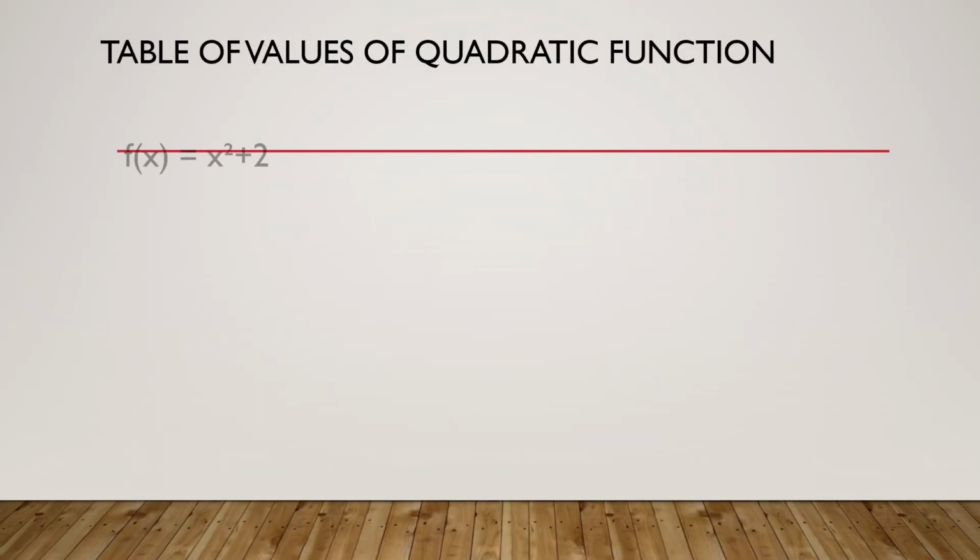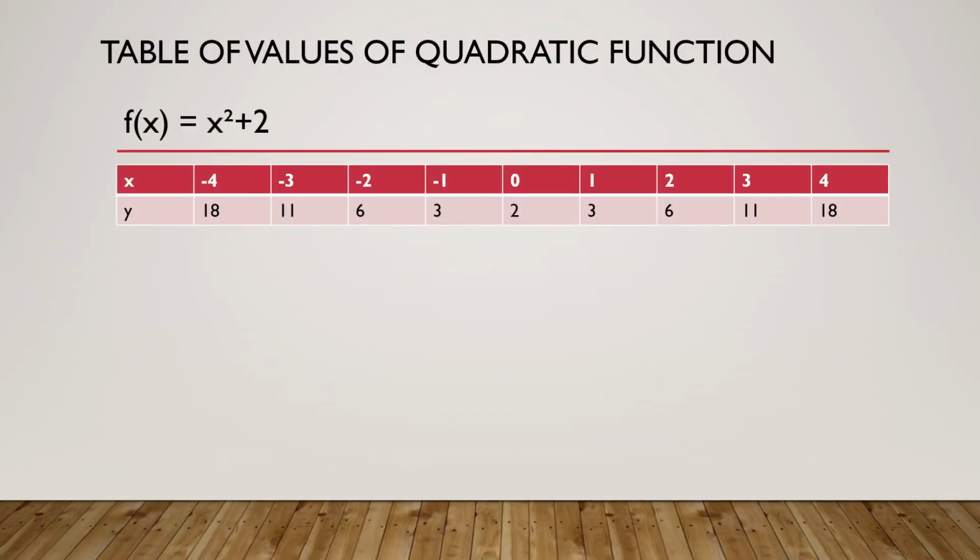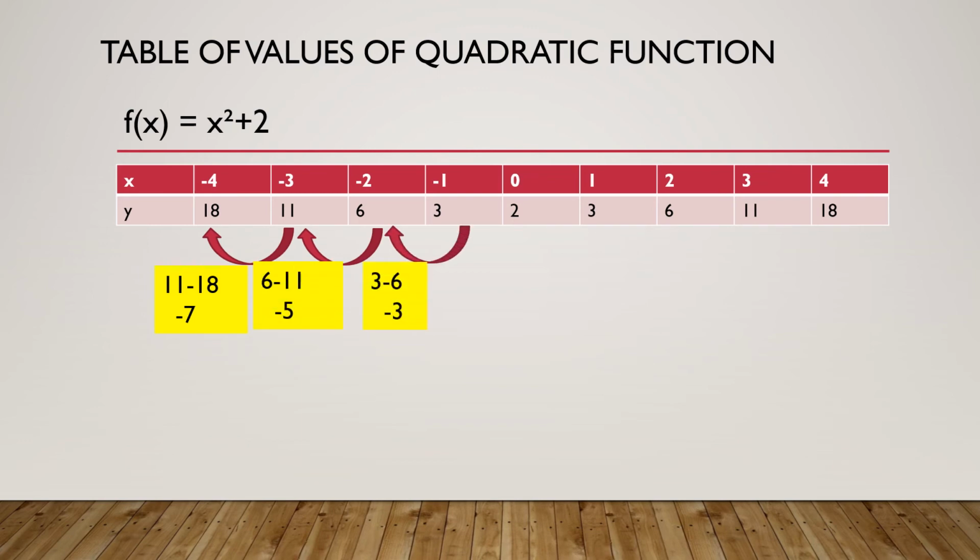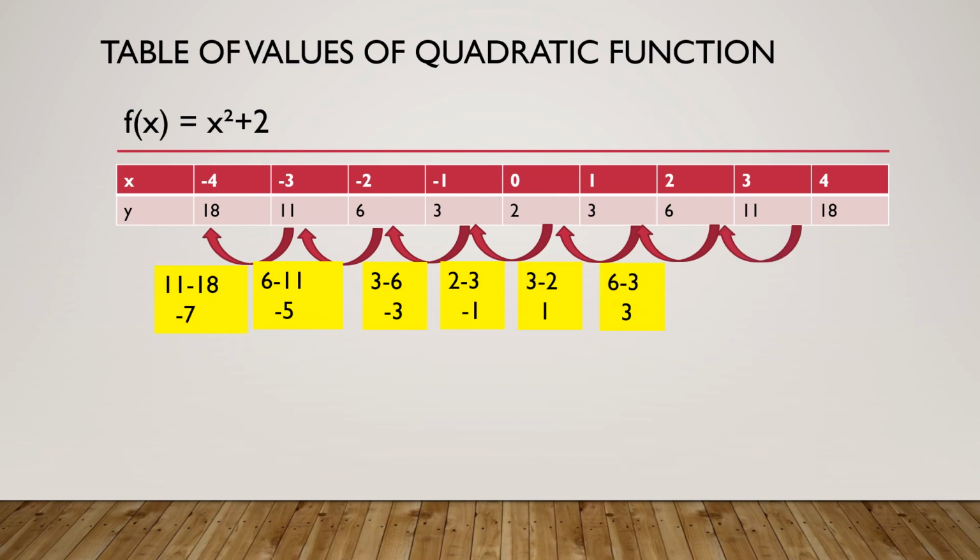Okay, now, tingnan naman natin yung next nating example kanina, yung x squared plus 2. Okay? So, ayan, kunin uli natin, 11 minus 18, that is negative 7. 6 minus 11, negative 5. 3 minus 6, negative 3. 2 minus 3, that is negative 1. 3 minus 2, that is 1. And then 6 minus 3, that is 3. And then 11 minus 6, that is 5. And 18 minus 11, that is 7.